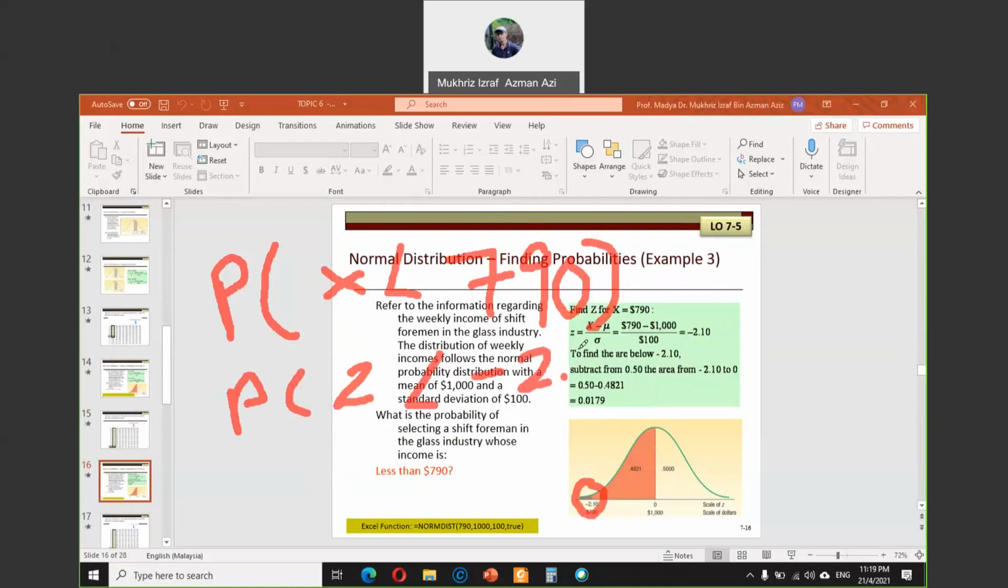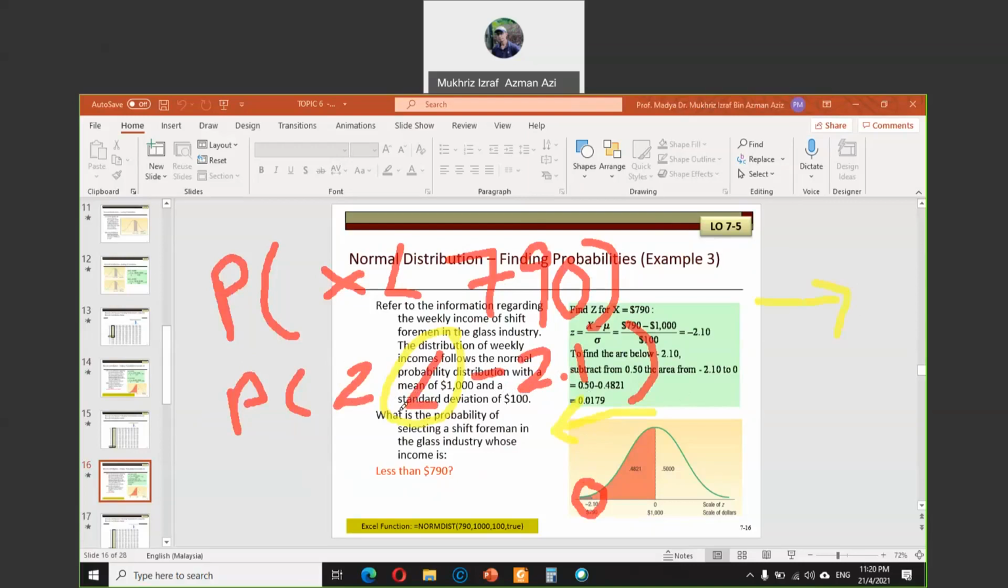Remember the tip from last Monday's lesson: whenever you want to calculate the probability, always refer first to the direction of the inequality, less than or more than, and secondly to the value of your Z, whether it is negative or positive. Less than means the area towards the left of the distribution. If more than, then you are looking at the area to the right of the Z value.